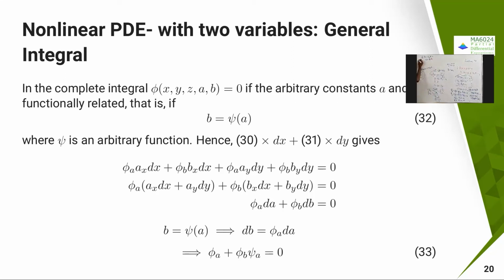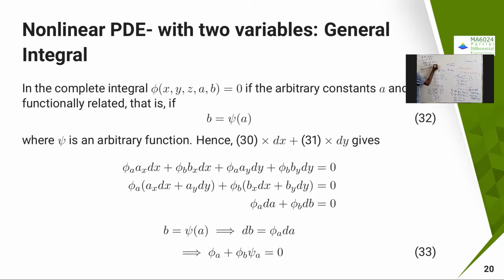So b is equal to psi of a, which implies that dB is equal to psi a dA, because b is a function of a. Therefore, this becomes pi a into dA plus pi b into psi a into dA. So I can write it as (pi a plus pi b psi a) into dA equal to 0.